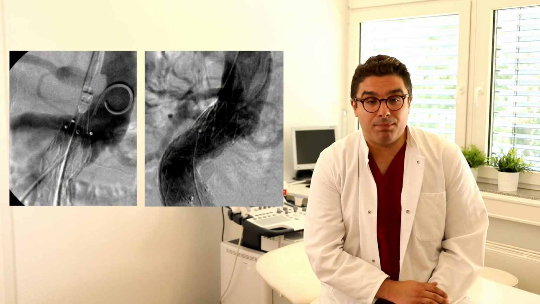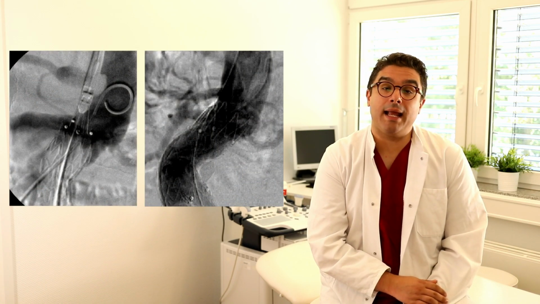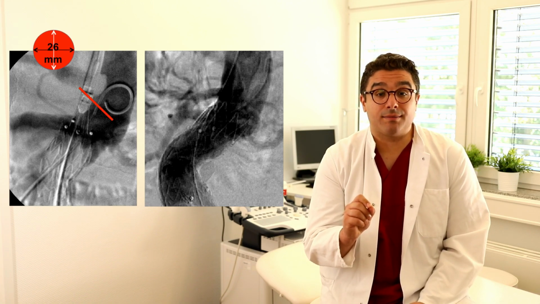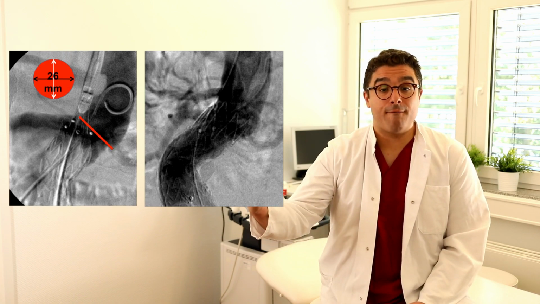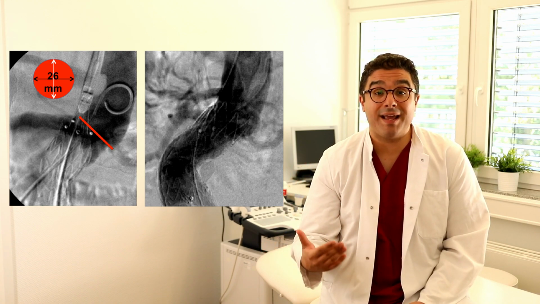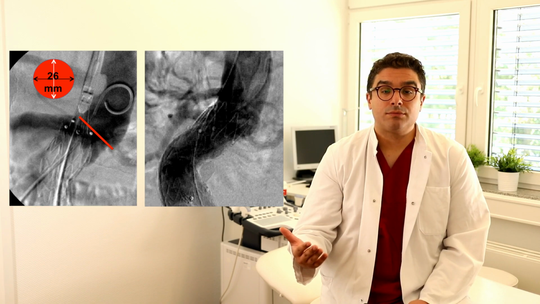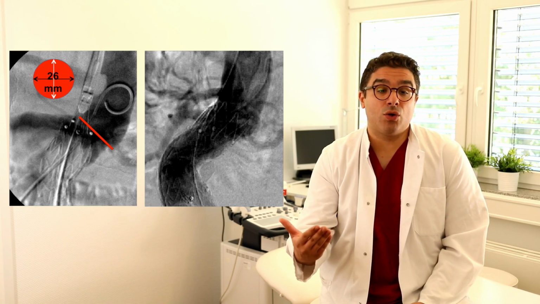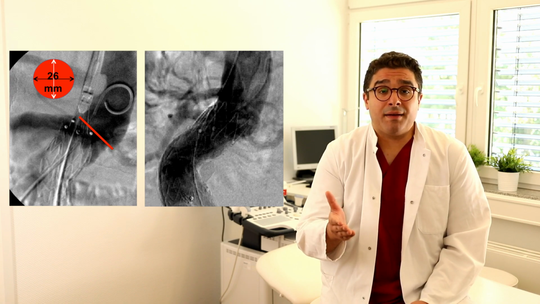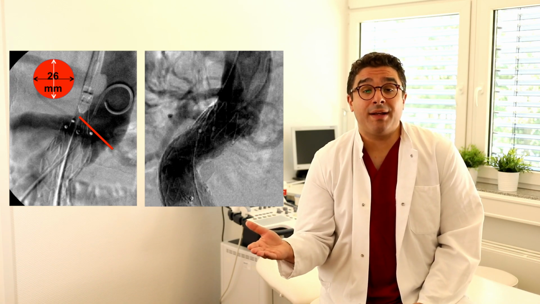Here is another example of a severely angulated neck. The proximal diameter is 26 mm, and the distal diameter after 15 mm of landing zone is 26 mm as well. Now, you can appreciate that the landing zone of your endograft is about 26 mm, that means you need a 32 mm endograft.